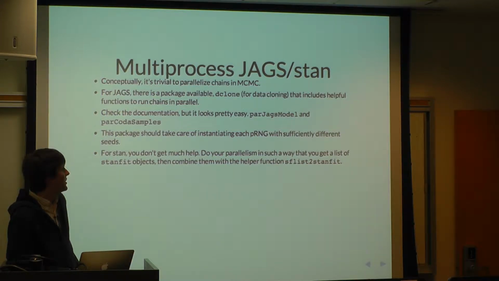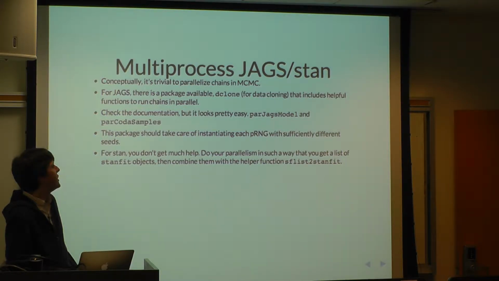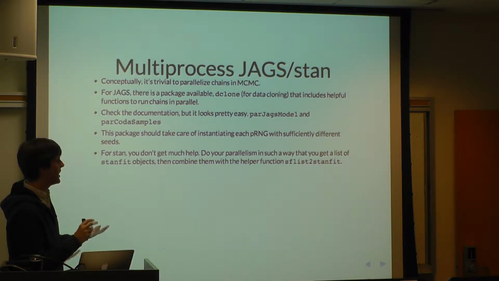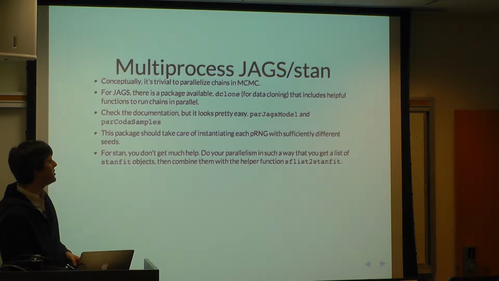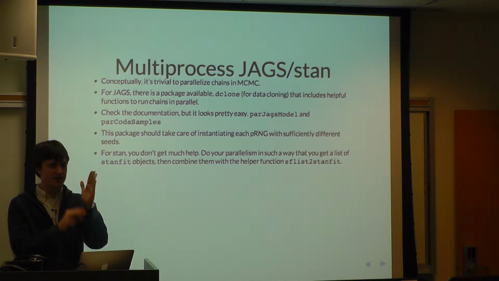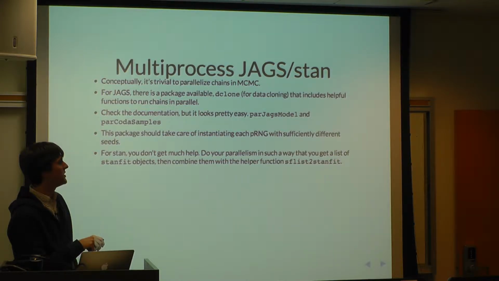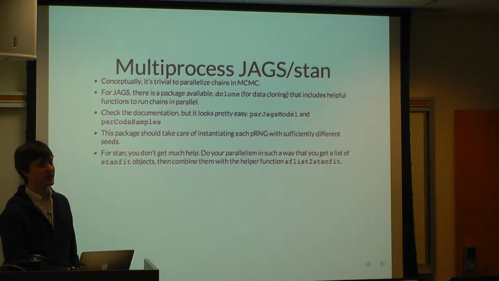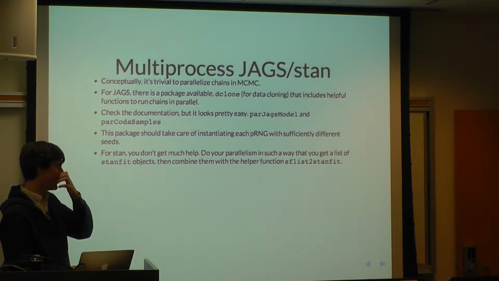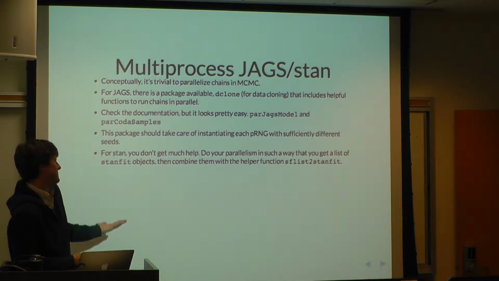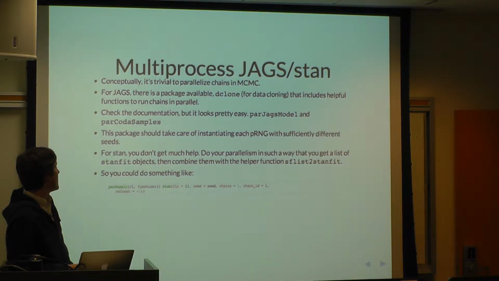For Stan, you don't get as much help. You have to do your parallelism in any kind of way you want. You just run the different chains basically manually. Not exactly, but basically manually. And then you get them so that they're in a list, so that each of your model outputs is in one element of the list. And then they provide this function which takes a list and gives you a single stanfit object. I think that's kind of a funny way to do it, because it would be very simple to just throw in a function that did this stuff for you, but they just haven't done that. So you would just run something like this.